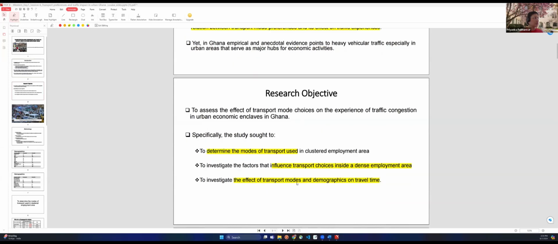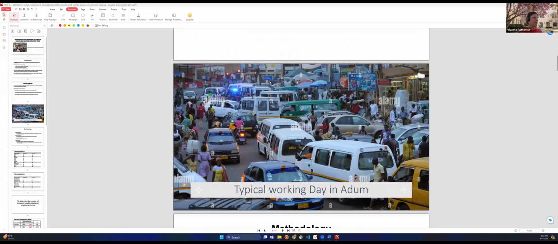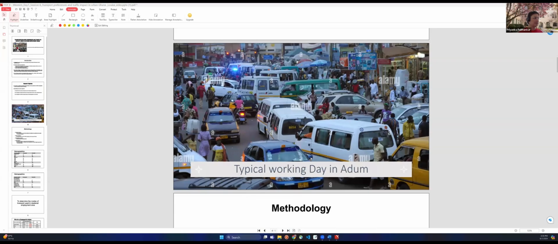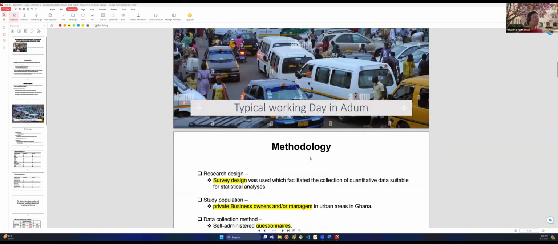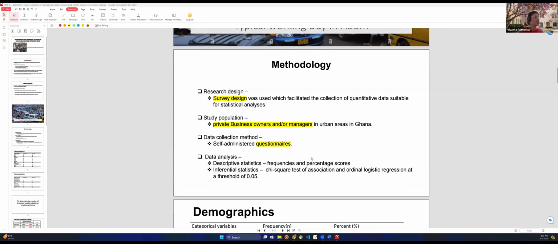With this, the objective of their study is to determine modes of transport used in those clustered employment areas, to investigate the influence of transportation choices in that area, and also analyze the effect of transportation modes and demographics on travel time spent between home and work area. They're looking at a place called Adam. They have designed a questionnaire with quantitative and qualitative questions. The study population mainly focuses on private business owners and managers in Ghana.